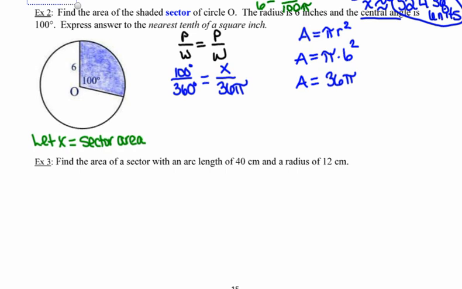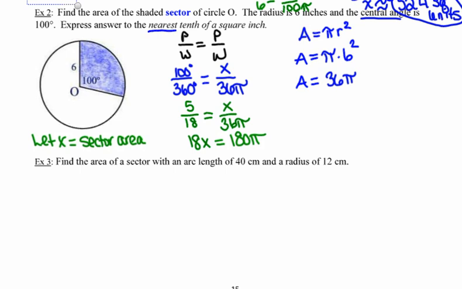And again, I'm going to go ahead and simplify this fraction. When I punch those numbers into my calculator, it tells me that fraction will simplify to 5 over 18. And it just makes the numbers that I'm working with a little bit more manageable. So when I cross multiply, I get 18 times the area of my sector is equal to 5 times 36 pi, or 180 pi.